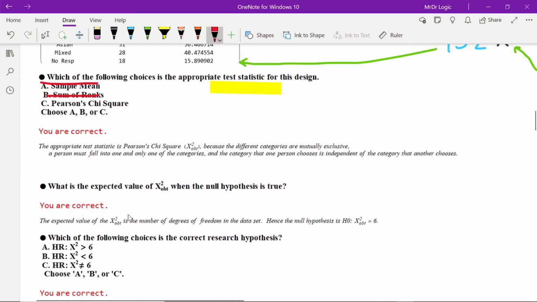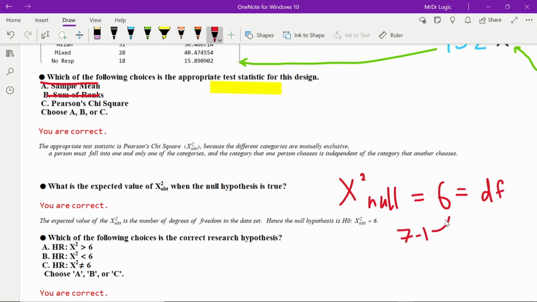And then, so what did you get for the null hypothesis? So basically, in this case, obtained... Actually, what will make more sense if I do this? Null equal to 6, because it's also equal to the df. We calculated the df earlier, which was 7 minus 1, which gives you that number. So that's what the null is equal to.